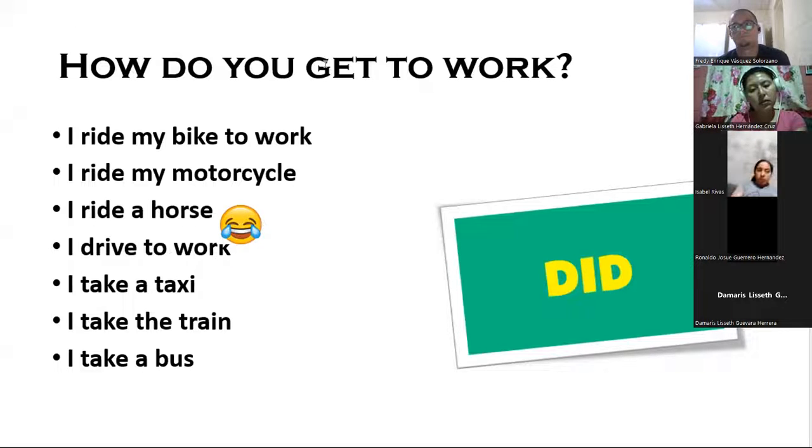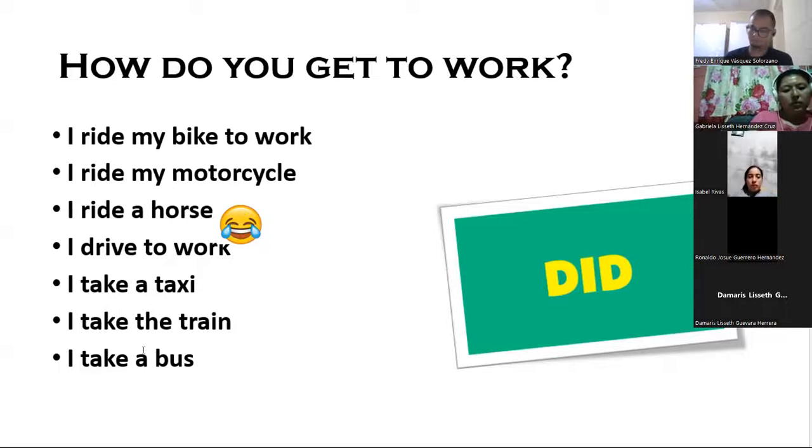Okay, how do you get to work? I am asking, what's the means of transportation you use to arrive at your work or to go to work? I ride my bike to work. I ride my motorcycle. I ride a horse. Do you ride a horse to get to work? No, actually, we don't, right? I drive to work. I take a taxi. I take the train. I take a bus.